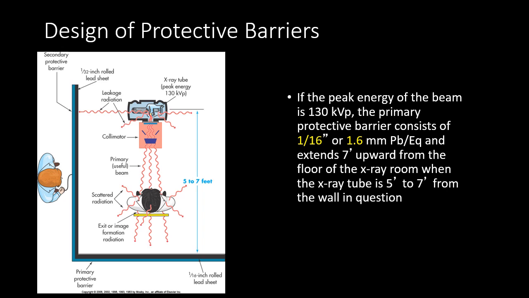If the peak energy of the beam is 130 kVp, the primary protective barrier consists of 1/16 inch or 1.6 millimeters lead equivalency and extends 7 feet upward from the floor of the X-ray room when the X-ray tube is 5 to 7 feet from the wall in question.